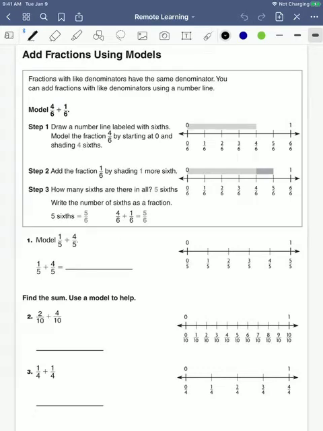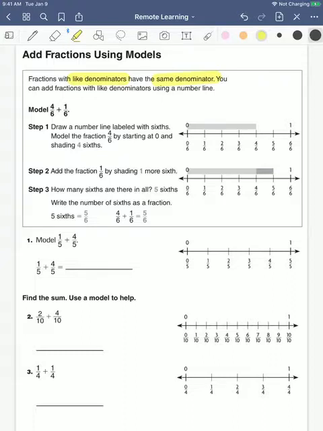Today we're going to be talking about adding fractions. So let's go ahead and look at this first example. Fractions with like denominators have the same denominator. So I'm going to highlight that because that's really important. In order to add fractions, they need to have like denominators, which means they need to have the same denominator. So you can only add fractions who have like denominators.